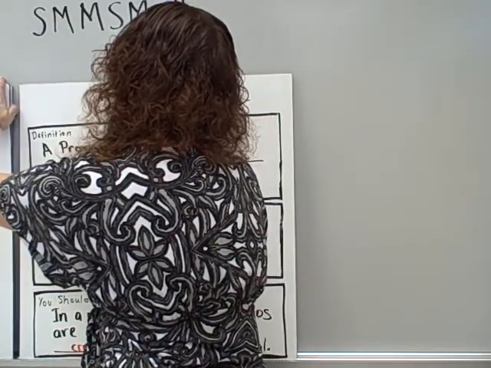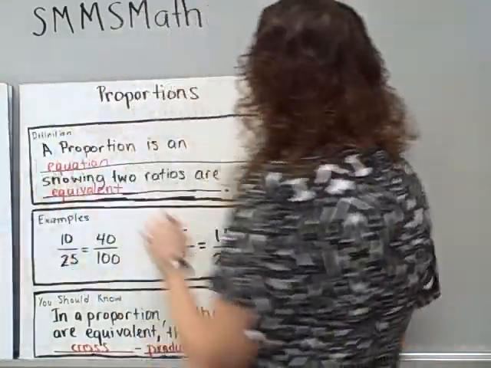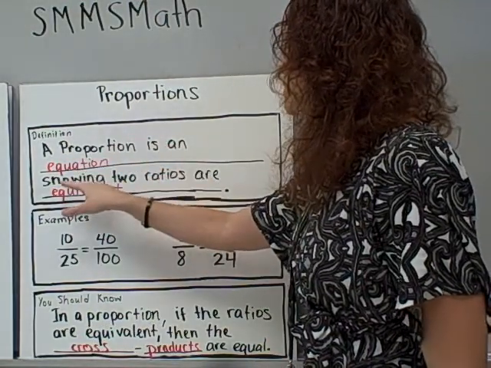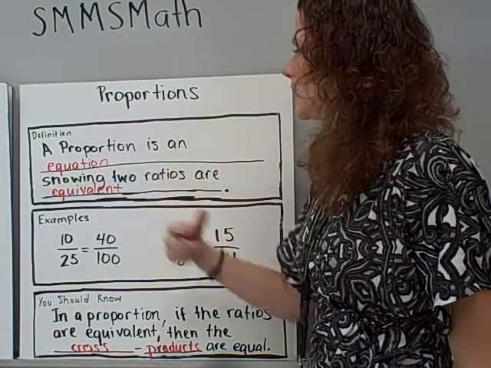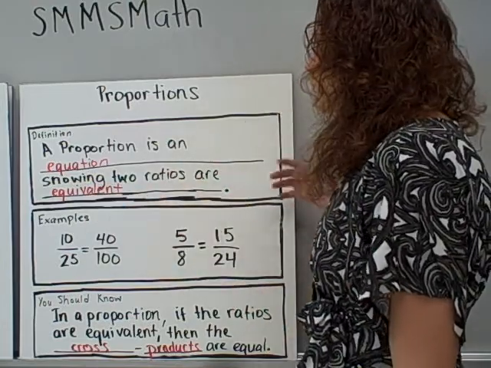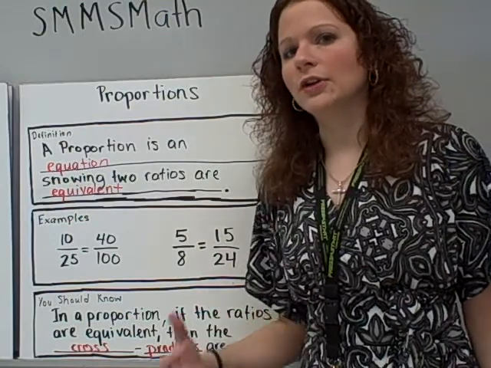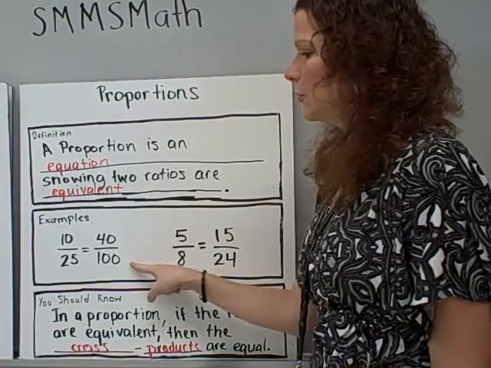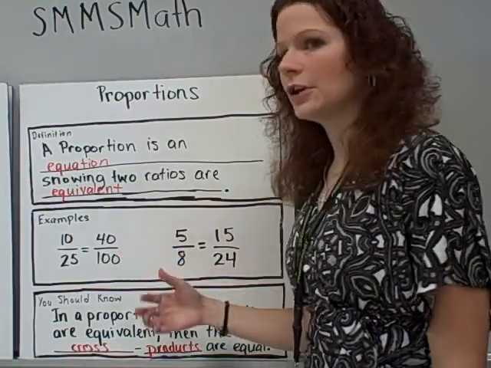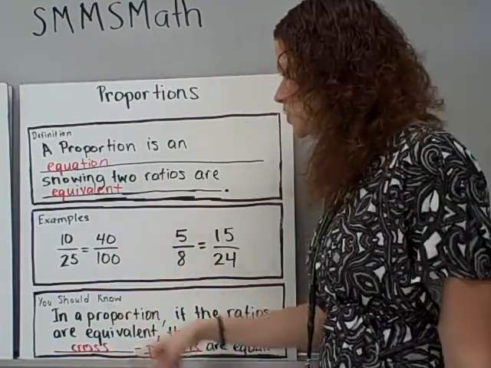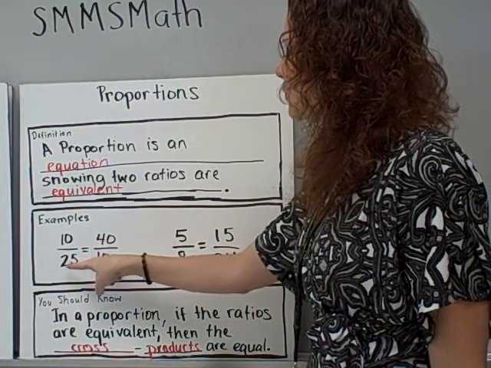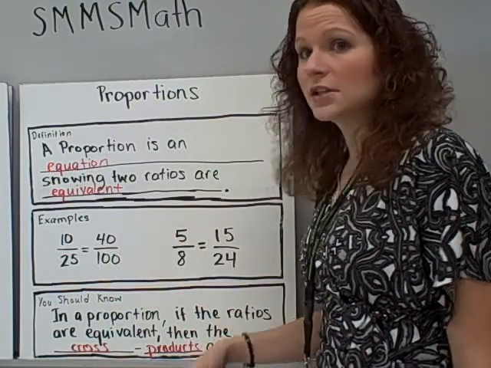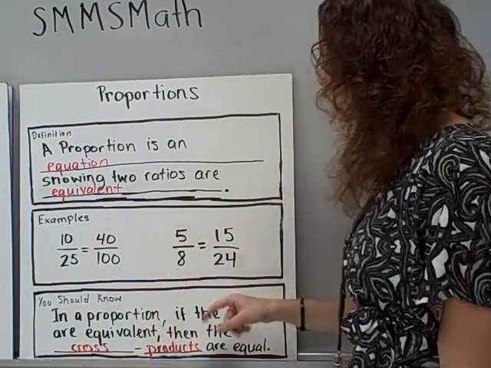All right. Moving away from ratios, where order is the most important, into proportions. A proportion is an equation showing 2 ratios are equivalent. For proportions, guys, just think equivalent fractions. If I have 10 over 25 is equal to 40 over 100, this is a proportion, but it's also an equivalent fraction because 10 times 4 is 40 and 25 times 4 is 100. So proportions are just equivalent fractions.